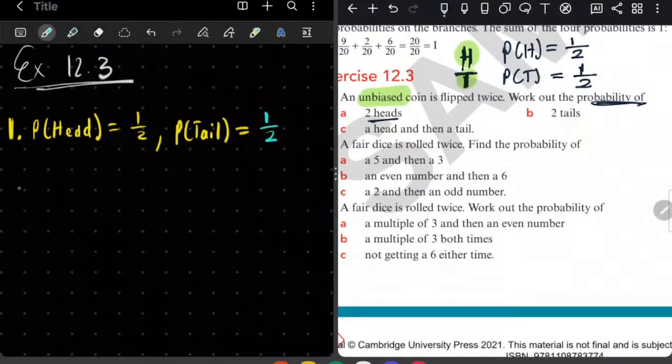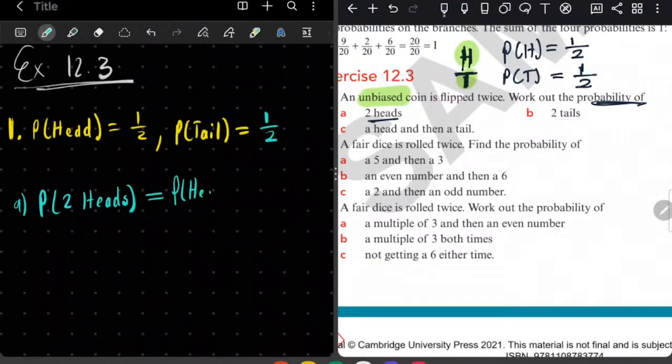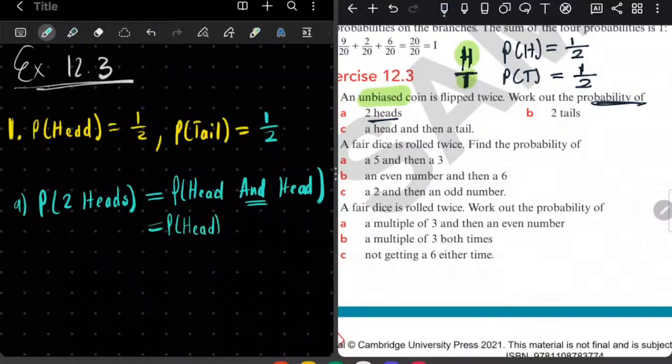Now, let's do part A. What is the probability of 2 heads? What does it mean to say 2 heads? Does it mean head or head? It's probability of head and head, right? To get 2 heads, it means you get head and you get head again. What do you do when you have the word and? You multiply. So it's going to be probability of head times probability of head again.